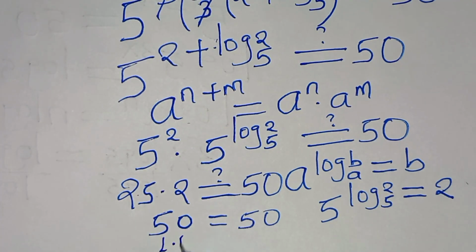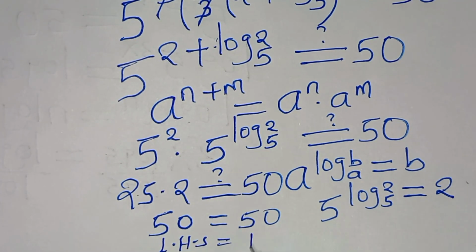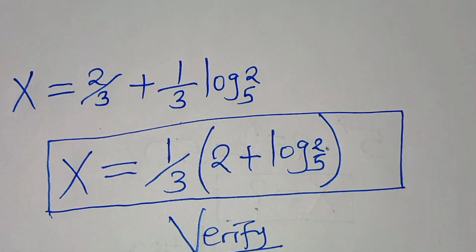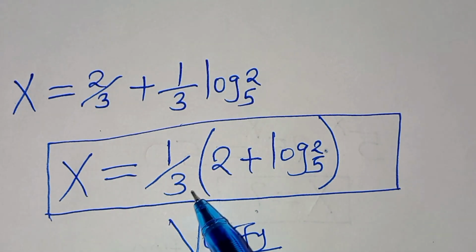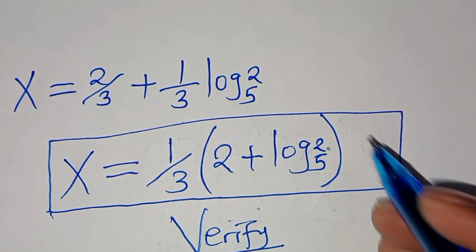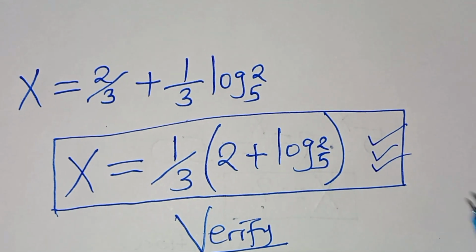So the left hand side is equal to the right hand side. And this affirms that the value of x here, which is equal to 1 over 3, into the parentheses 2 plus log 2 to base 5, satisfies the equation.